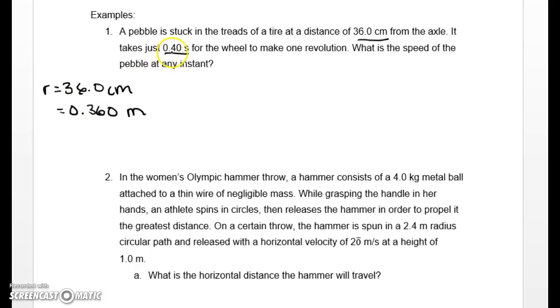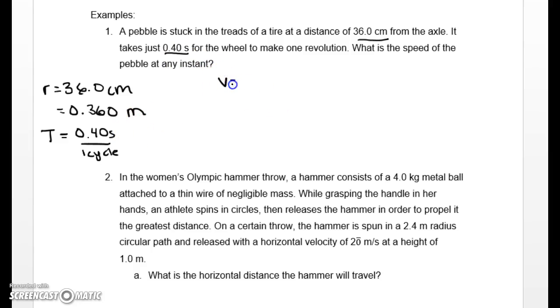And then we're given the time it takes for 1 revolution. So if we're trying to calculate that period, remember it is the number of seconds it takes for 1 cycle. So it is 0.40 seconds for 1 cycle, which we can simply put as 0.40 seconds.